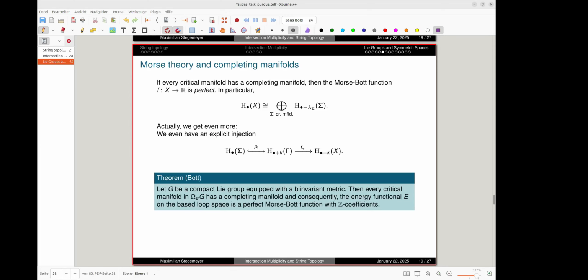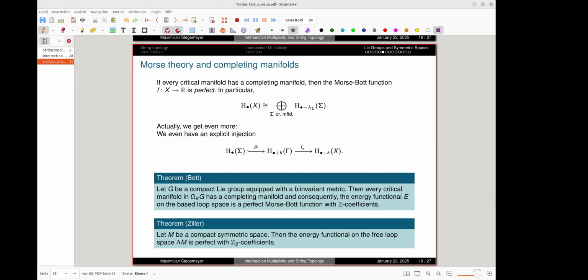I'm specifying the coefficients here because Ziller then generalizes this, or transfers this, to arbitrary compact symmetric spaces, and then the orientability conditions are not satisfied anymore, so you only get this for Z2 coefficients. But this was still enough to make certain statements about closed geodesics, where you can relate Betti numbers to numbers of closed geodesics, and then it's good enough to work with Z2 coefficients.